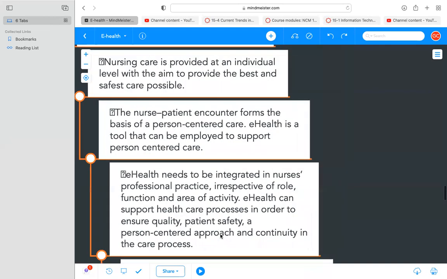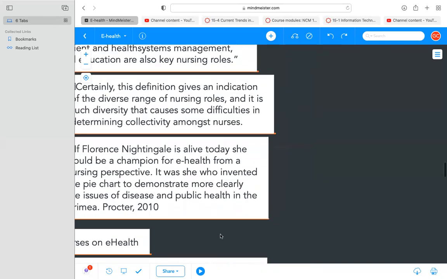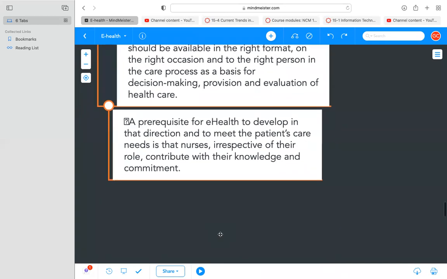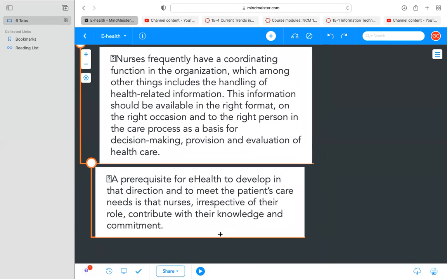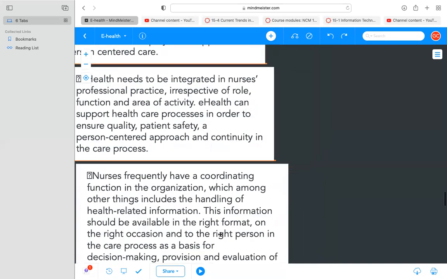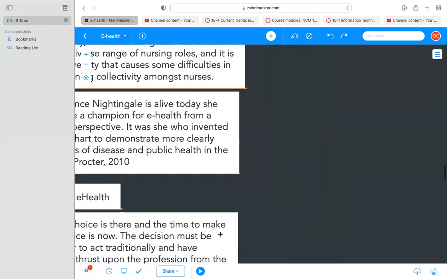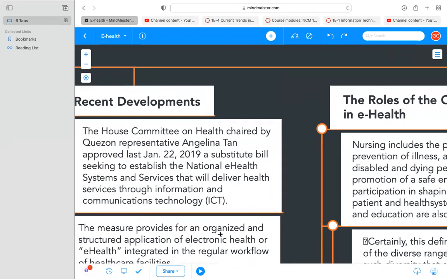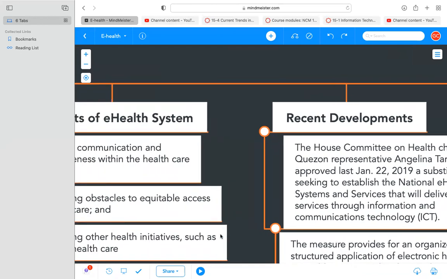Okay? So we need to be ready to embrace it, and also to offer our contribution in terms of knowledge and, most importantly, our commitment to the role. Okay? So that would be all.